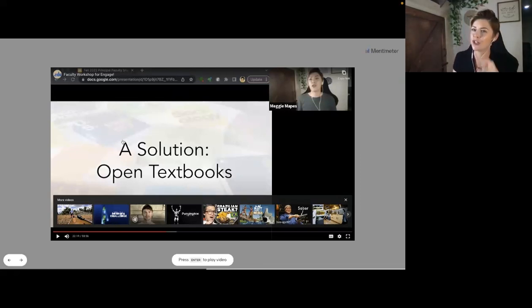So since we've talked about the problem, you'll notice here as we transition, we're then going to begin to help faculty understand how open can be one of those solutions to address the problems that we've worked through.